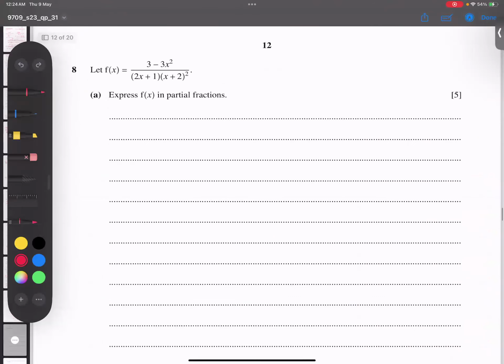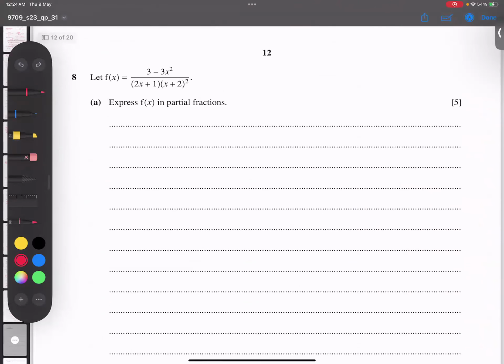Let's go for the next question, number 8. He's saying do partial fractions. So what is the method? This is linear, but with power 2 it is called linear repeating. So what is the method to do this kind of question? x plus 2 whole square. I can write, because linear, a over 2x plus 1. And this is linear but repeating. I will write b over without power 2 first of all, and then with power 2.